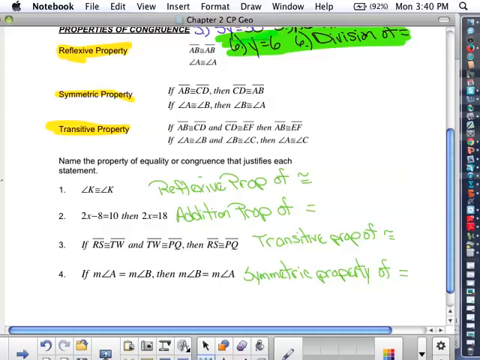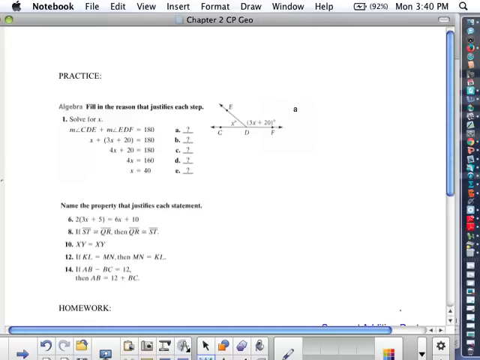And we'll talk more about those tomorrow. And we will start to actually look at these proofs together in class.